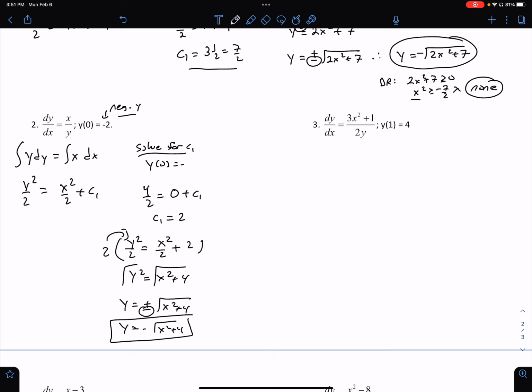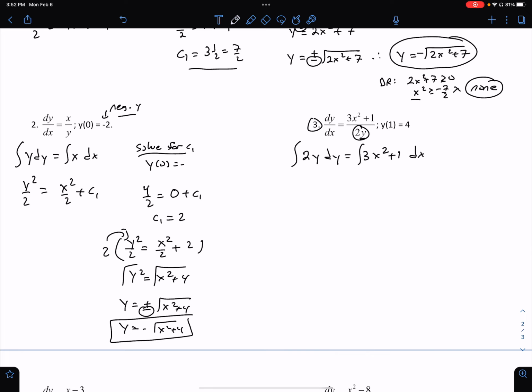All right, so let's try number 3 here real quick. Look how fun these are. If I look at number 3 here, I'm only going to bring over the y. Don't bring over the 2. Well, I guess we can in this case. Bring over the 2y. Why not? That's going to give me 2y dy equals 3x squared plus 1 dx. Now make sure y is on one side, x is on the other. Just like any relationship, put your y's on one side and your x's on the other side.